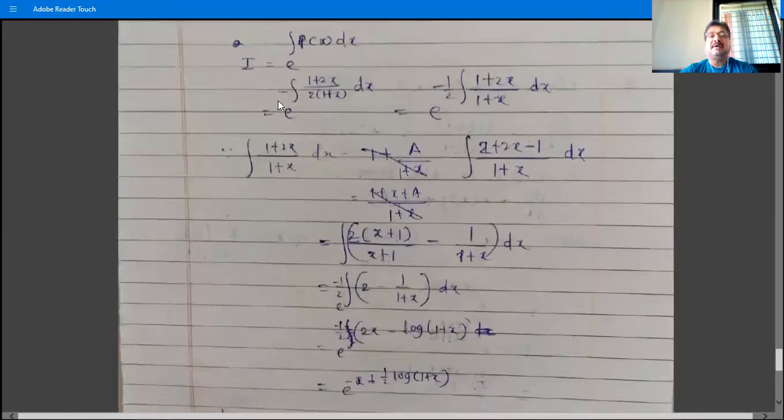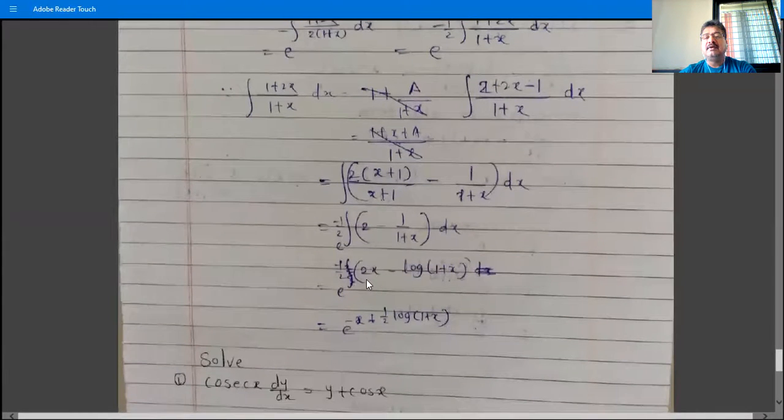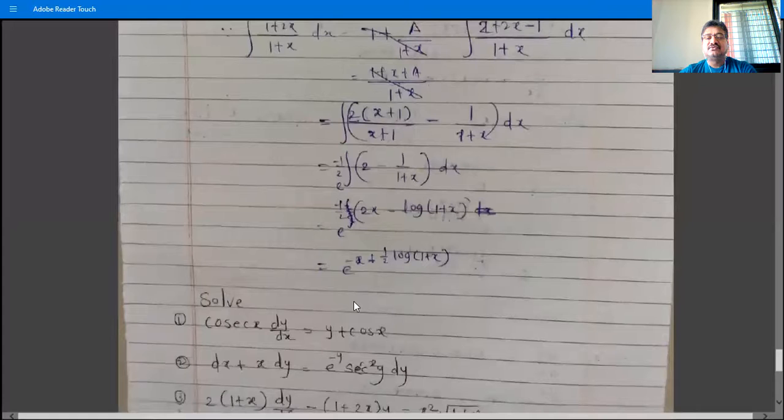And then the integrating factor is what? I is equal to e raised to minus 1/2 of the integration of this quantity, now in bracket, right? 2x minus log(1 plus x). And so it is e raised to, multiply by this minus 1/2 in bracket. So e raised to minus x, and minus times minus becomes plus, 1/2 log(1 plus x). So this is the integrating factor.